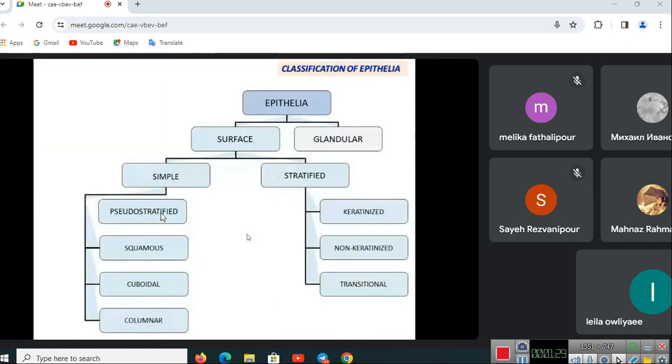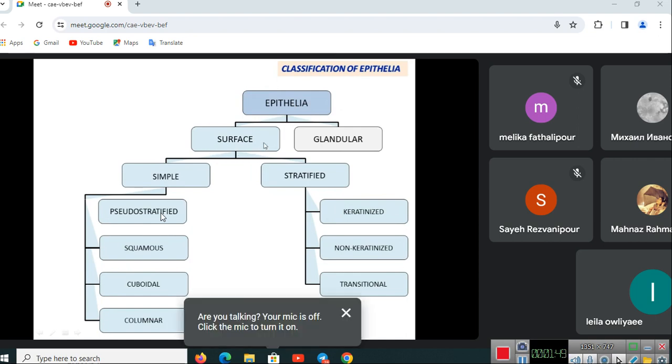This is the very important thing that you should know. So this is the classification of epithelia. You should know this diagram by heart. It is very important. So, first of all the epithelial tissues are divided into 2 large groups: surface or lining epithelia and glandular. Glandular epithelia make glands.